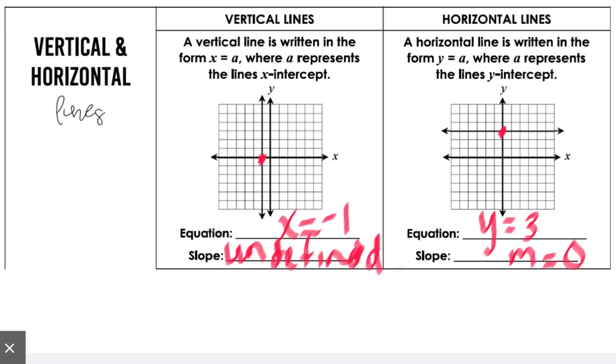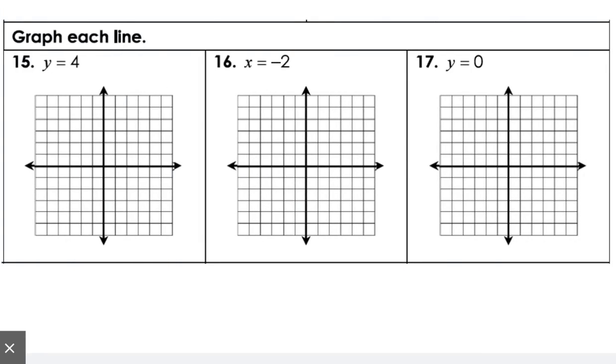Okay, so let's try a couple of these. So we're going to graph this line. So y equals 4. So we have an x-axis and a y-axis. So I want you to put a point, go to the y-axis, put a point on 4, and then that line is going to go straight through that y-axis to make a horizontal line.